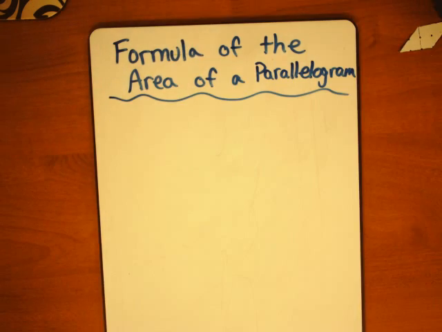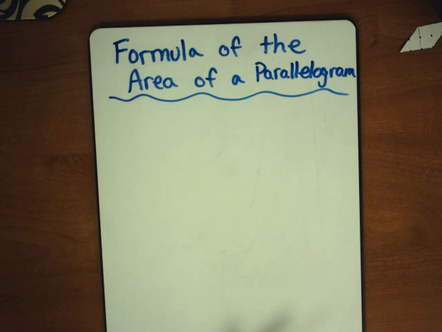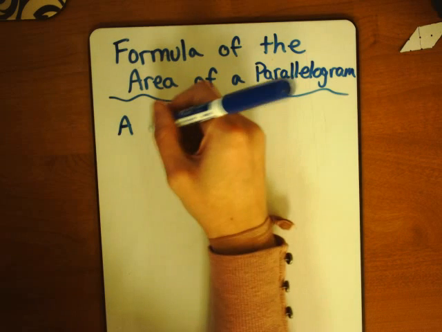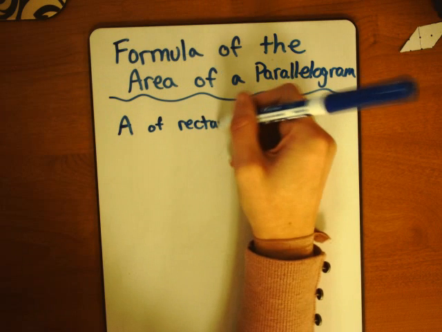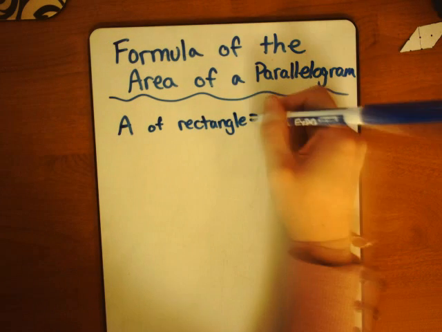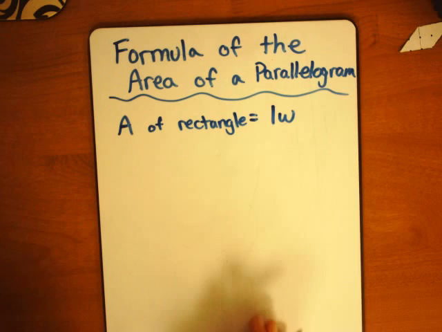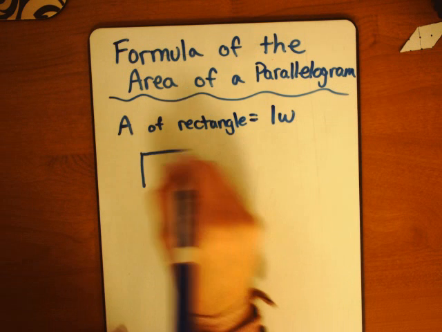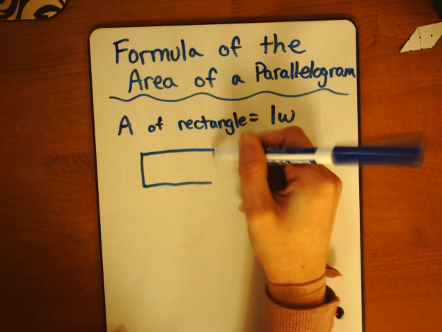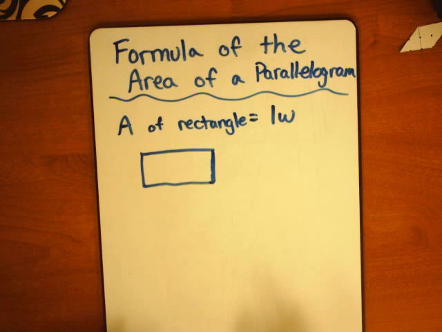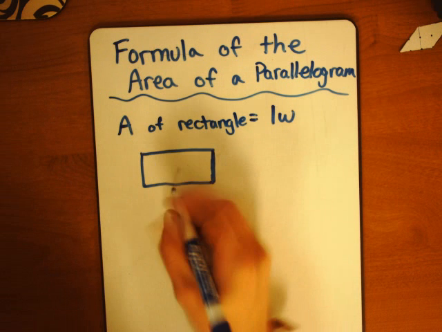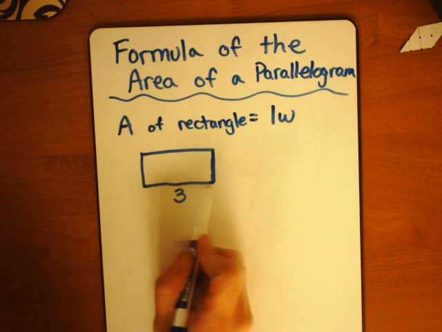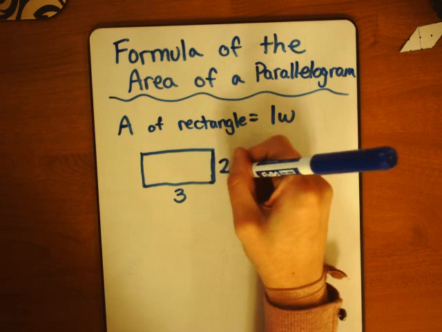Alrighty. So when we think about the formula of area, we remember that the formula for the area of a rectangle is equal to length times width, right? So let's revisit that quickly. When we think about the formula of a rectangle, go ahead and draw a rectangle. And this particular rectangle has a length of 3 and a height of 2.